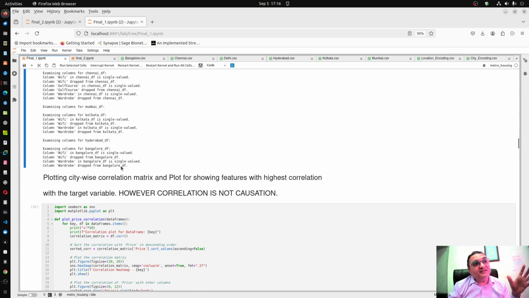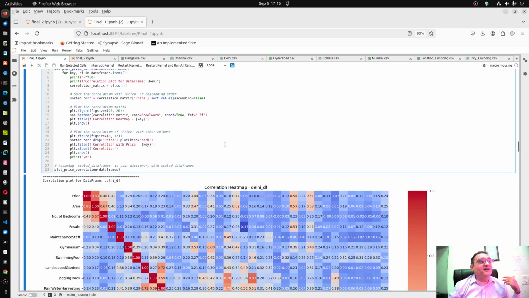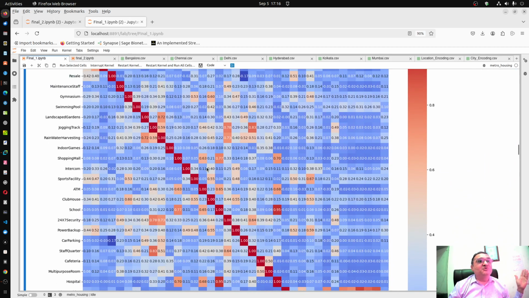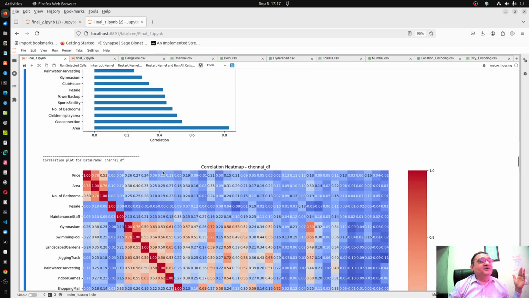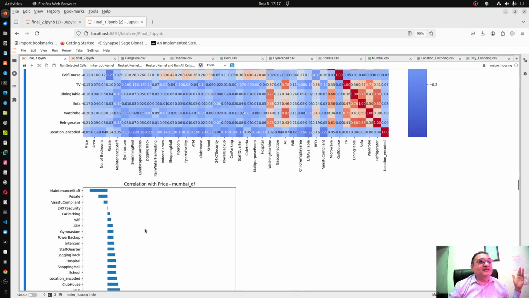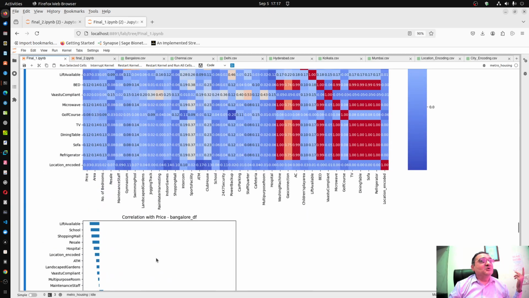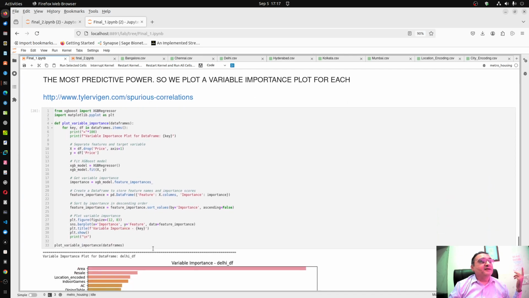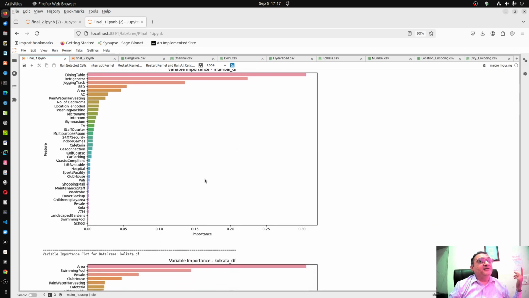That means that when we make the user interface, the features or desired characteristics of the property which will be displayed on the user interface will be different. Further complication was created by this. We tried to find which features are correlated with the target variable for each individual city. So such heat maps were generated, and correlation with price for Delhi was found like this. Then Chennai, correlation of price with different features for Chennai, etc. And of course, correlation is not causation, so we did a further check by variable importance plot. Here is the variable importance plot for Delhi, variable importance plot for Chennai, this variable importance plot for Mumbai, and so on.